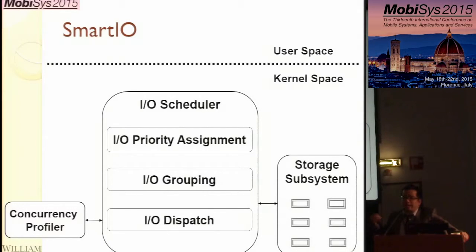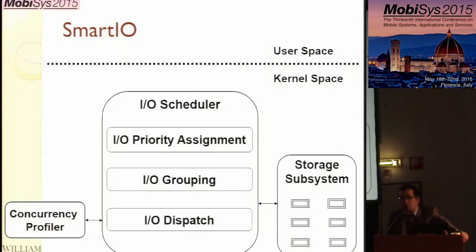So we are actually doing the shortest job first because on Flash, actually reads are super fast while writes are super slow. Okay. So that's a simple reasoning. Our solution is based in the kernel space, and the I/O scheduler has three basic components. The I/O priority assignment that assigns just higher priority to reads and lower to writes. Those reads and writes are then grouped, and then they are dispatched.